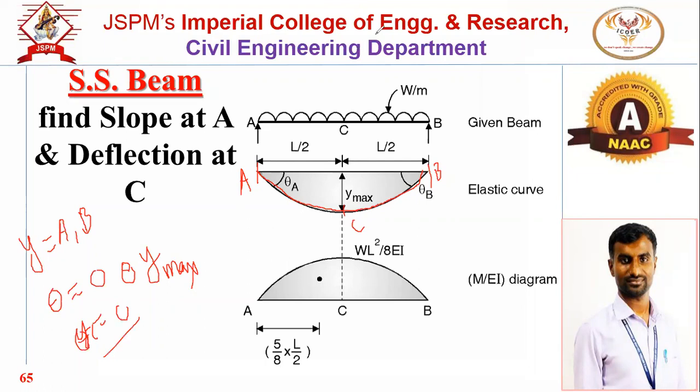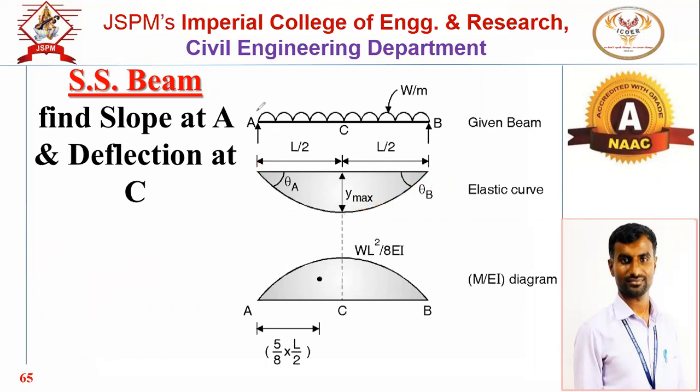Okay. Now, what does the M by EI diagram mean? For a simply supported beam subjected to UDL on the entire span, we have to draw the BMD. We know that in this case the maximum bending moment will be WL square by 8. If you want the M by EI diagram, then WL square by 8 divided by EI, so it will be WL square by 8EI. This is the M by EI diagram, and this curve will be a parabolic curve.